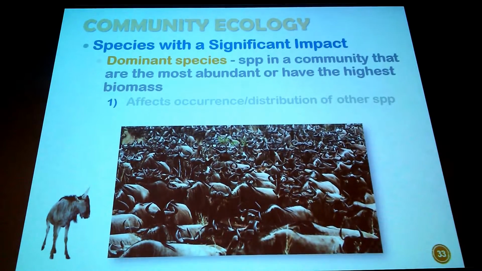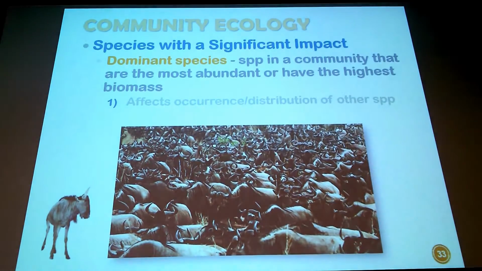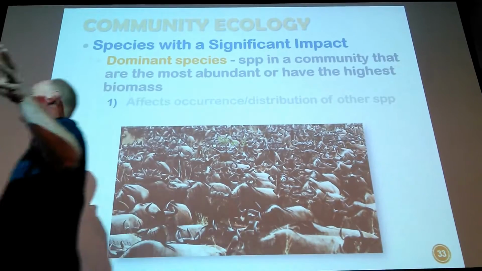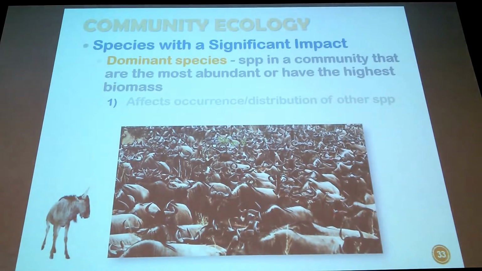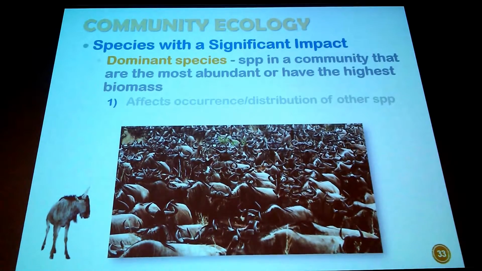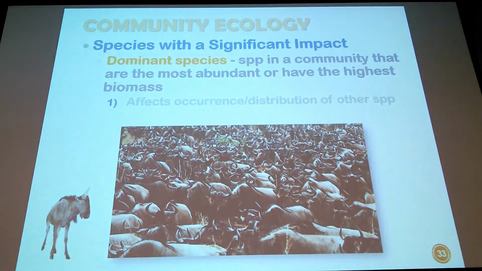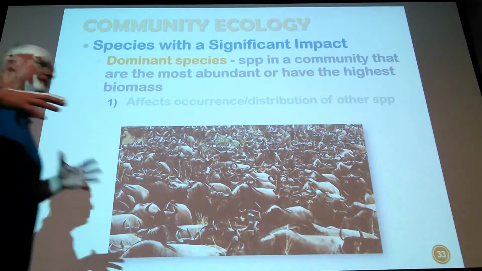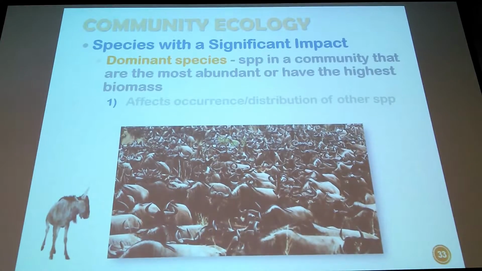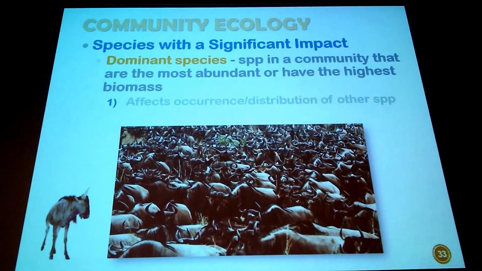They affect the occurrence and distribution of other species. If you have a massive herd of wildebeest coming through an area, everything else is going to get out of the way. They're going to redistribute themselves. But you're going to have lions and other predators, leopards, cheetahs, hyenas, following the herd. They're going to move towards the herd, whereas other things might move away from it. So something this big is definitely going to impact where and when other species occur.